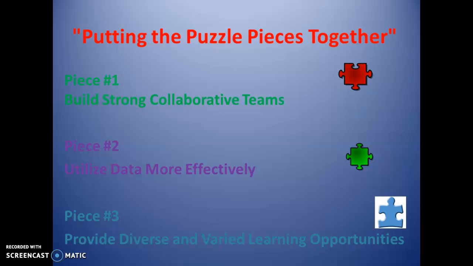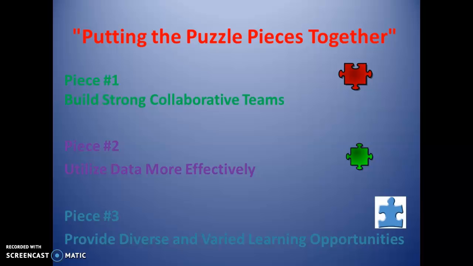Puzzle piece number 2, utilize data more effectively. As we work collaboratively, we must work together to ensure that our rural teachers and leaders are being effective in the way we utilize our data, that we're allowing our data to drive our instruction, we're allowing our data to inform our instruction, and that we're just not doing things based upon happenstance, but we have data to support what we are doing and what we are implementing.